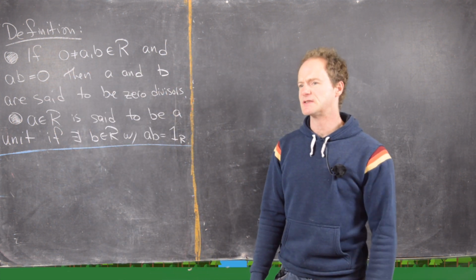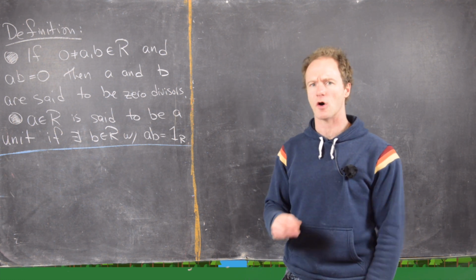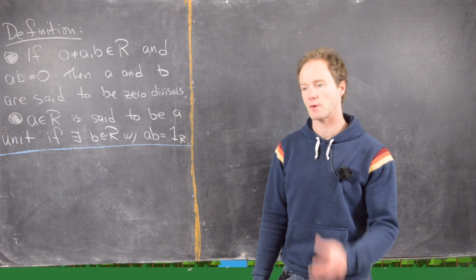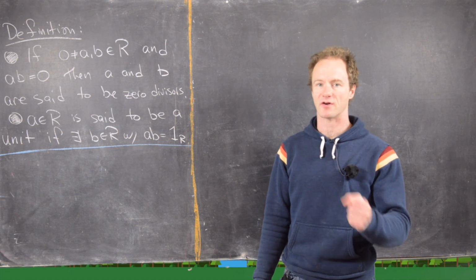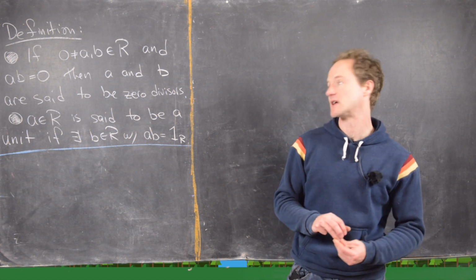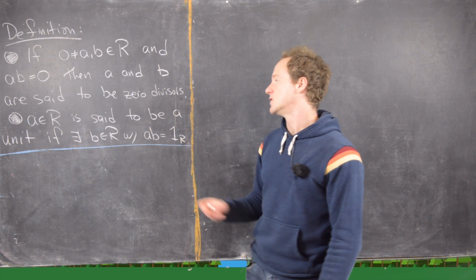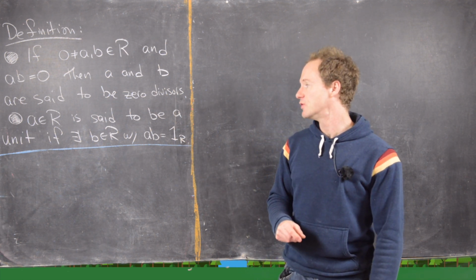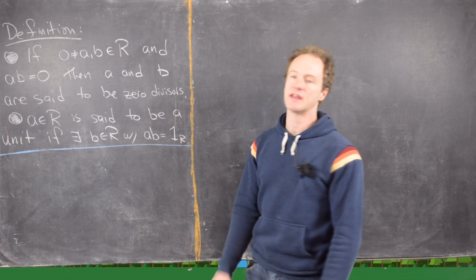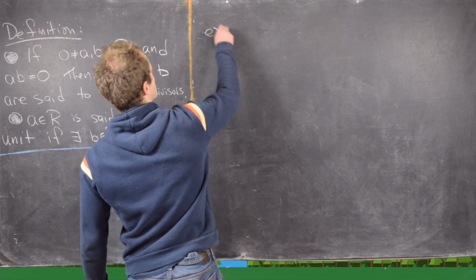This doesn't make sense from a normal calculus type setup because we're always dealing over the field of real numbers, where we know if A times B equals 0, either A is 0 or B is 0. But if we're inside a ring, this is possible. And when that happens, they're called zero divisors. Next, we say that A is a unit if it has a multiplicative inverse. So I want to look at some examples real quick.